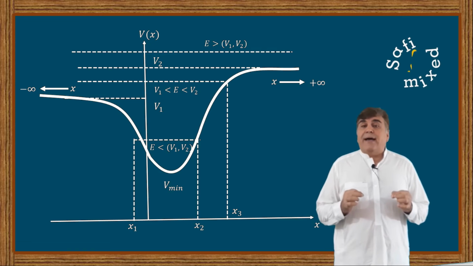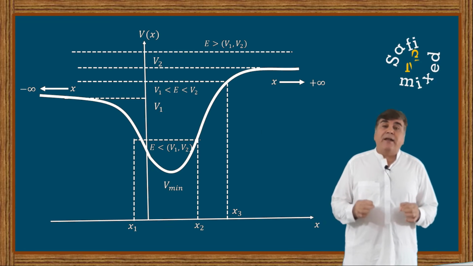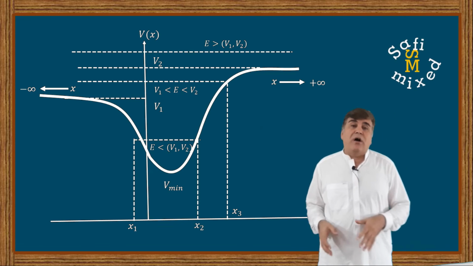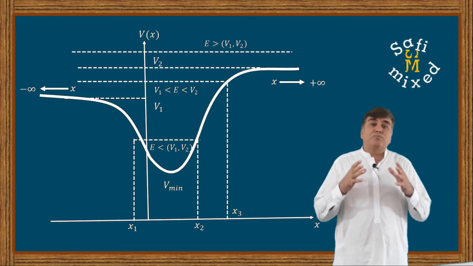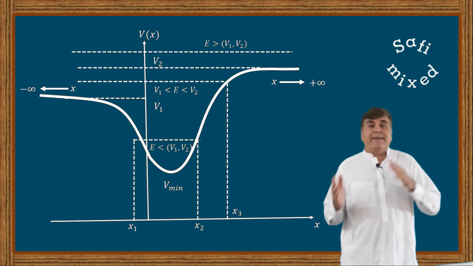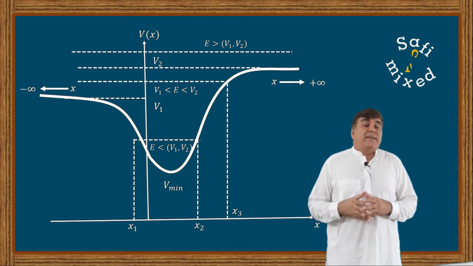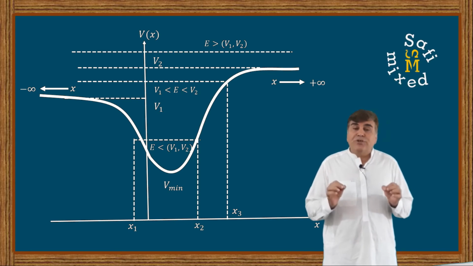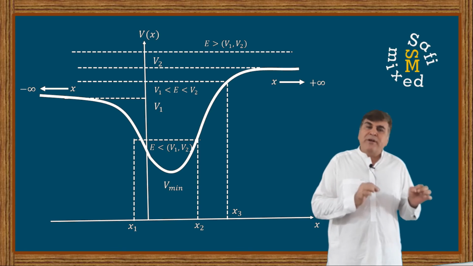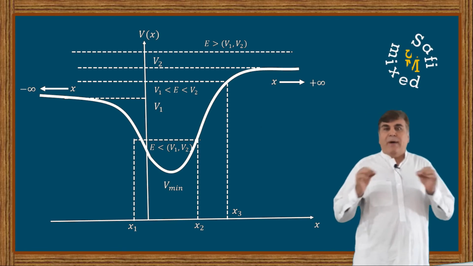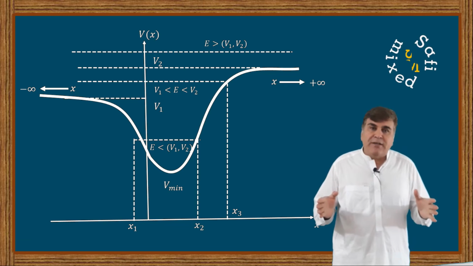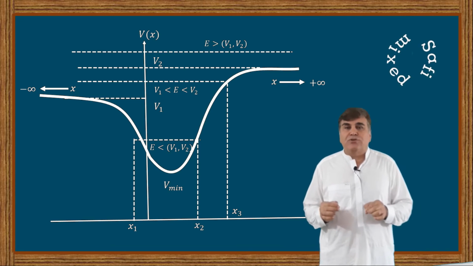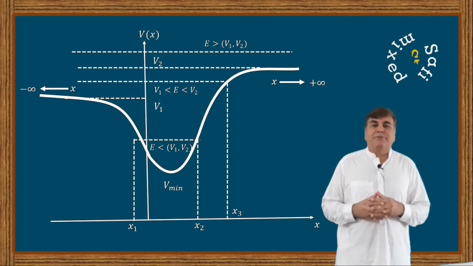So a solution to the time-independent Schrodinger equation that allows a particle to move either to plus infinity or to minus infinity, or to both at the left and right side, is called a scattering solution. On the other hand, a solution that limits the movement of the particle to both plus and minus infinity and keeps the particle within a limited region is called a bound state solution to the Schrodinger wave equation.